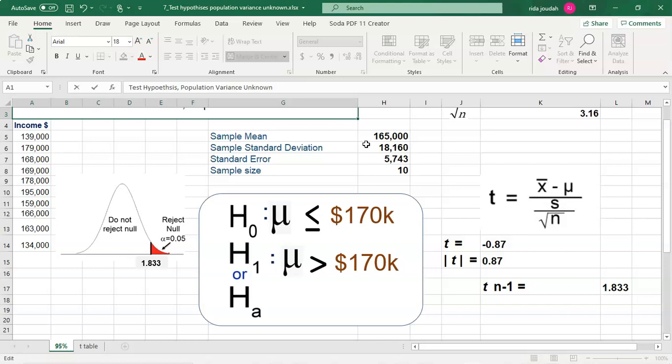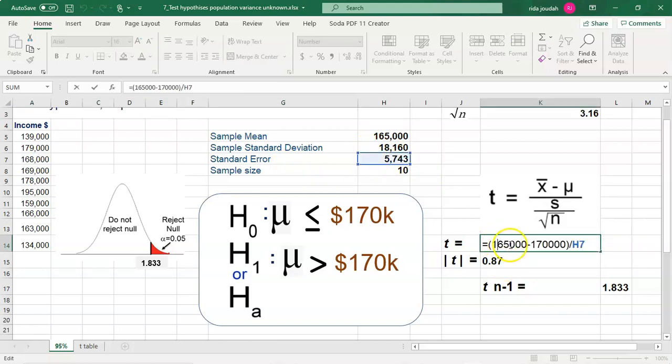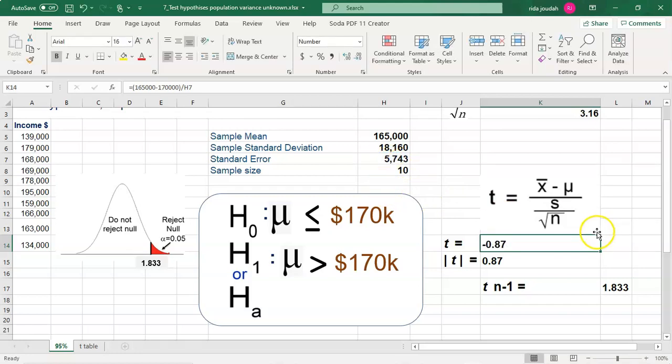First sample mean, we calculated the sample mean, and the sample standard deviation, standard error, and we have the sample size. So based on that, X bar, or the sample mean, minus the value that we assumed for the population mean, which is 170,000, divided by the standard error, which is 5,743. And in this case, T equal minus 87%.